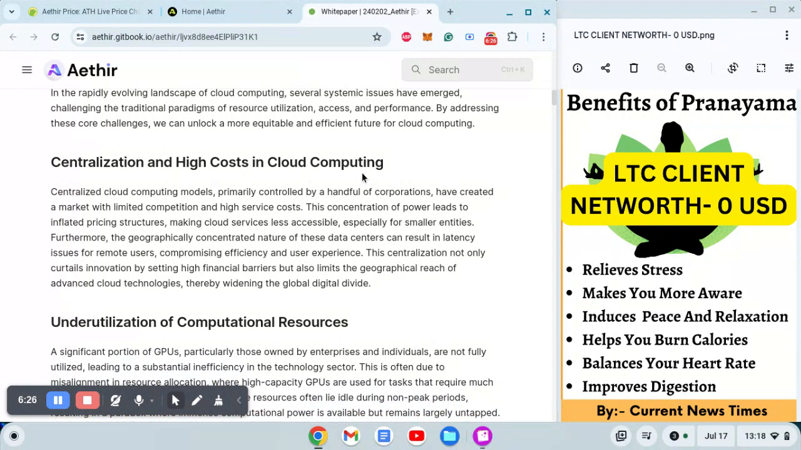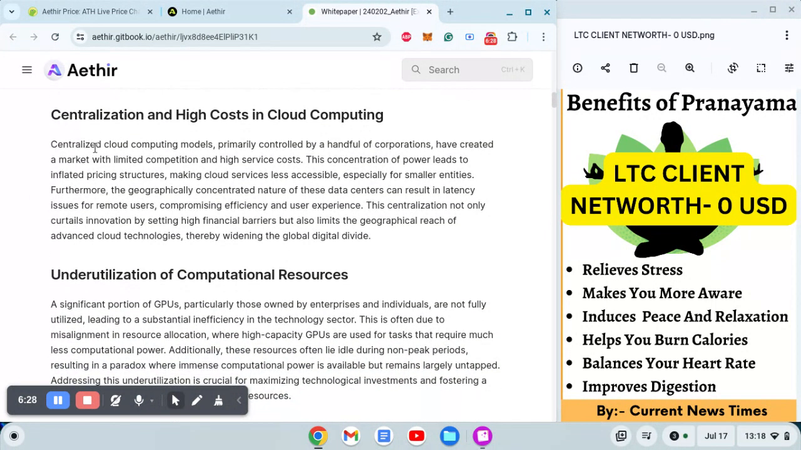Centralization and high costs in cloud computing. Centralized cloud computing models, primarily controlled by a handful of corporations, have created a market with limited competition and high service costs. This concentration of power leads to inflated pricing structures, making cloud services less accessible, especially for smaller entities. So, whenever you try to democratize something, the cost goes down, and then great products start being built.